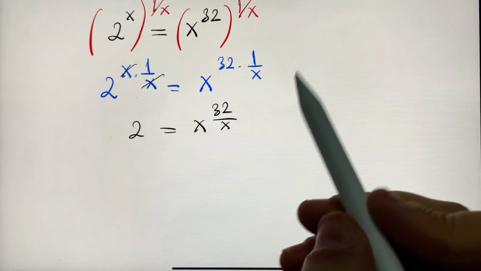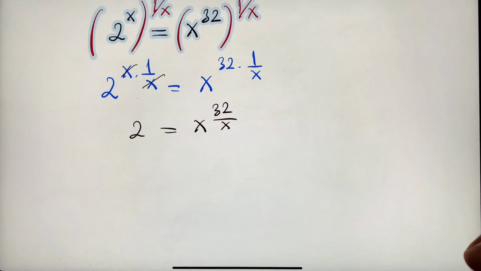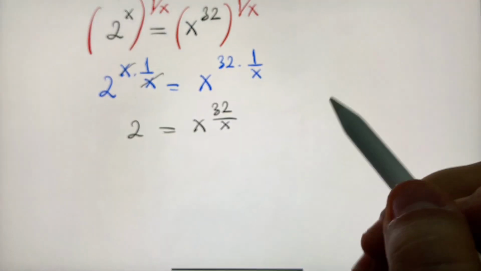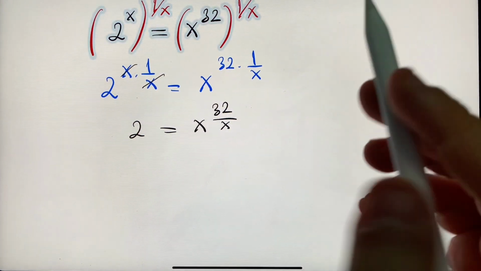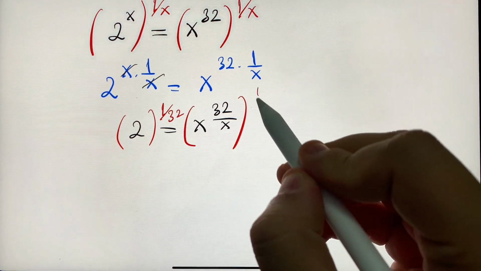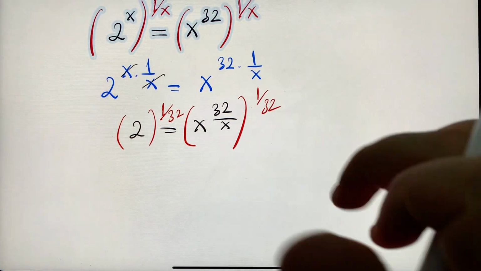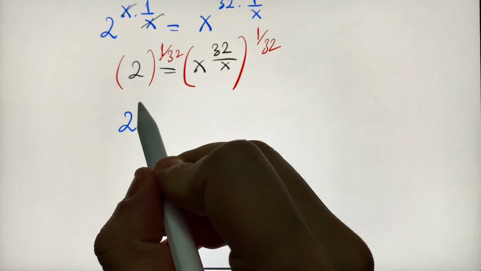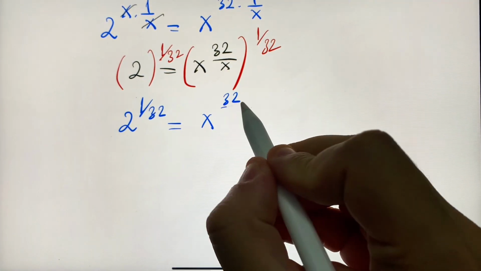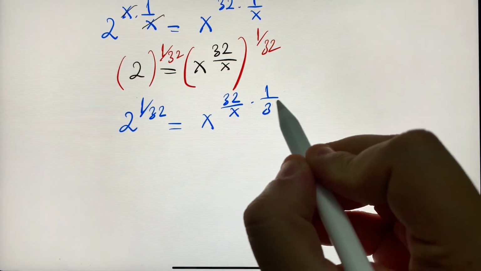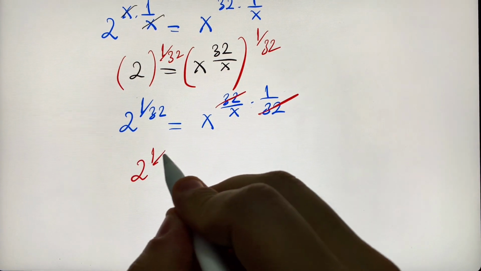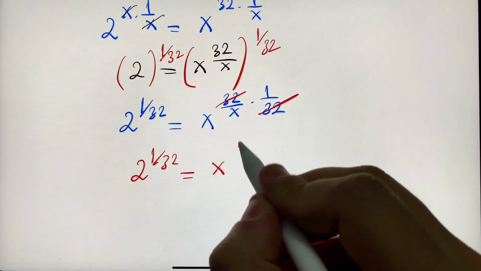What should we do about the 32 given to us here? We have to get rid of this 32. Let's take the 1/32 power of both sides. So I take the 1/32 power of this, and I get the 1/32 power of that. What happened? 2 to the 1/32 is equal to x to the 32 over x times 1/32. These will cancel each other. Last, 2 to the 1/32 is equal to x to the 1 over x.